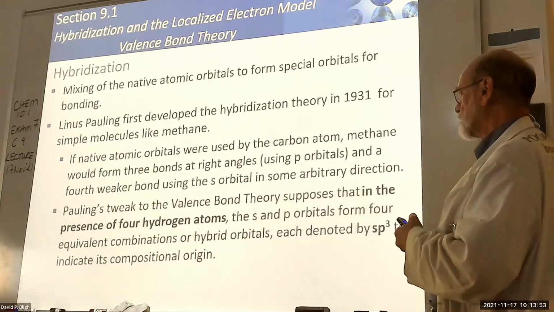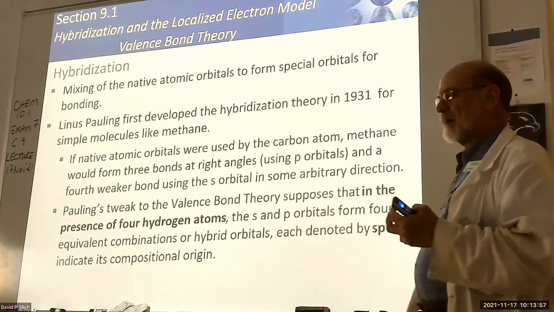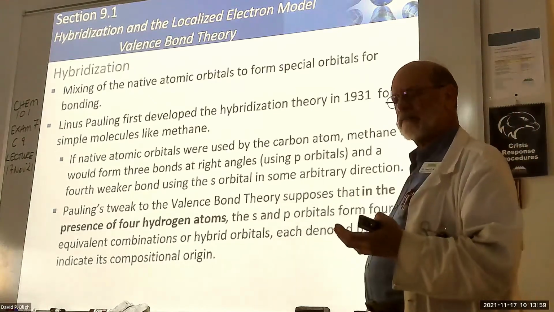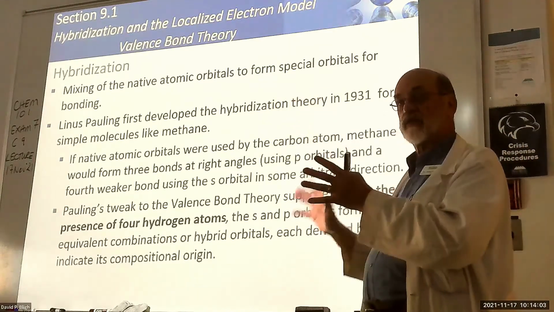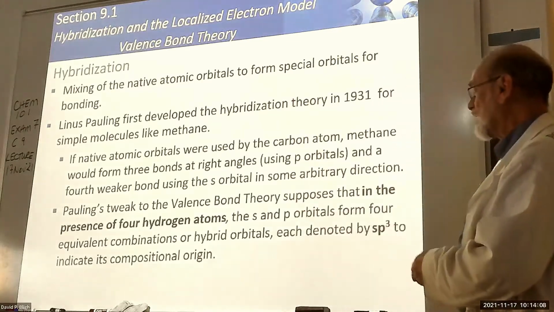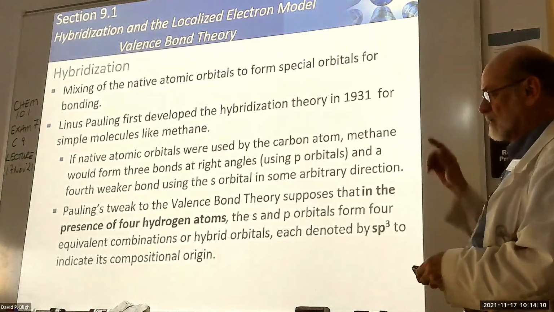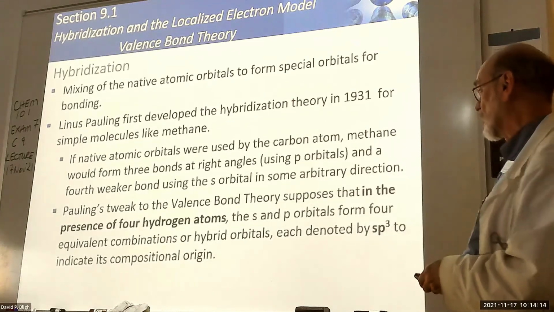Okay, so we've got these 4 equivalent orbitals, each with an electron in it. So they're naturally going to try to stay as far apart from each other as possible, and that's a tetrahedron. So now we have the ability to overlap atomic orbitals and get the structure that we actually observe in nature.